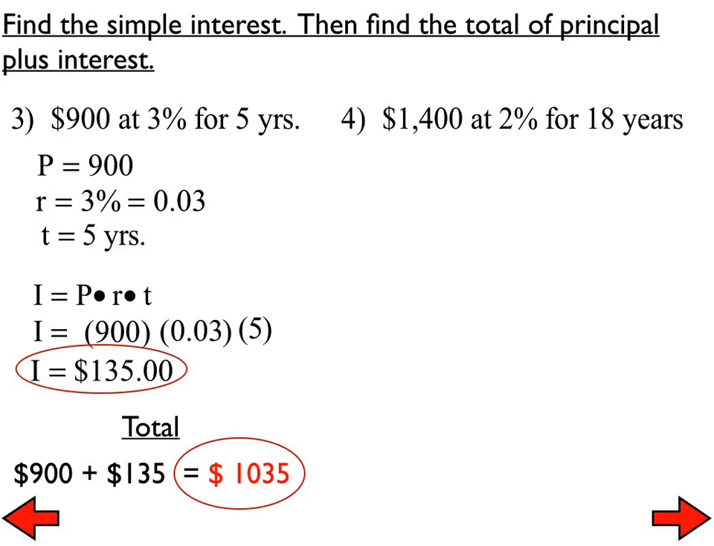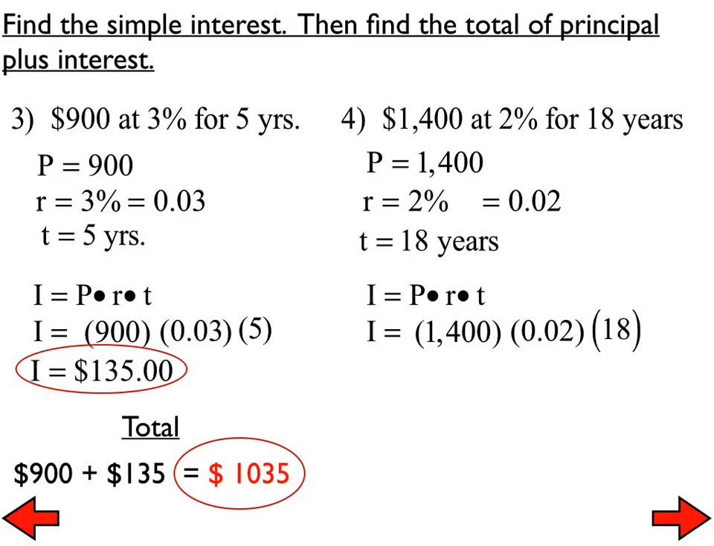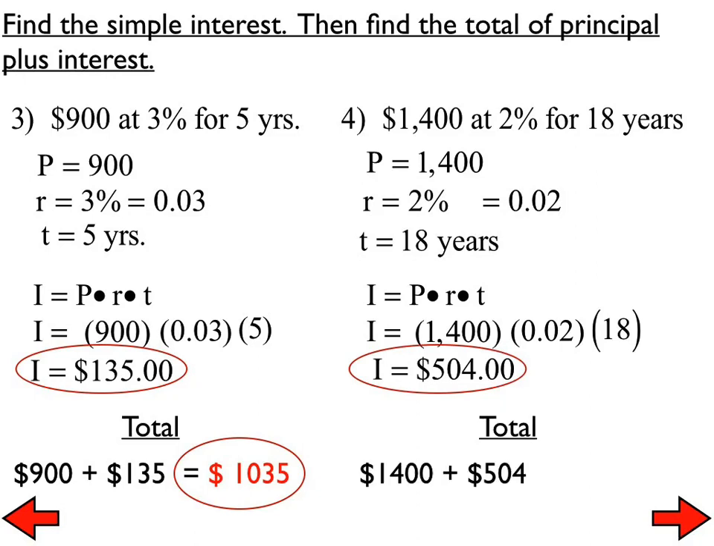$1,400 at 2% interest for 18 years. Our principal is $1,400. Our interest rate as a decimal is 0.02. And our time is 18 years. When we find the product of those three values, and once again, you may go left to right if you want to, but I would multiply 1,400 times 18 first. Regardless of how you did it, the amount of interest is $504, and then we have to add that back on to the $1,400, so that means it's now worth $1,904. Any questions about 3 or 4?